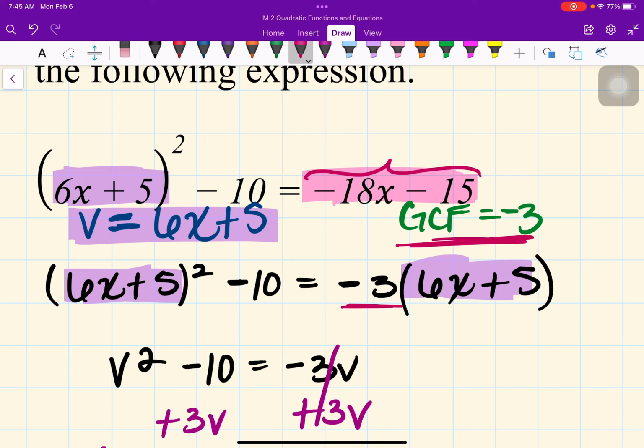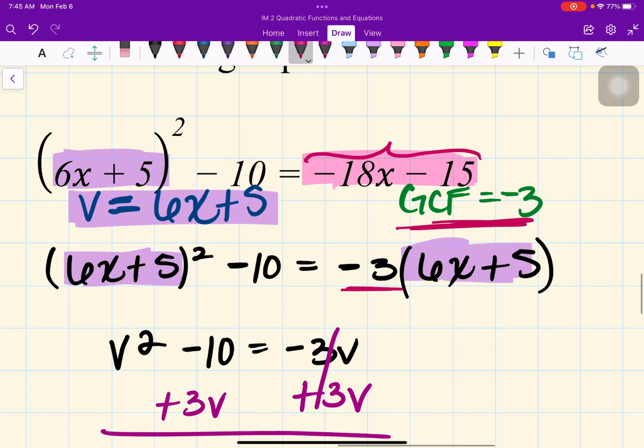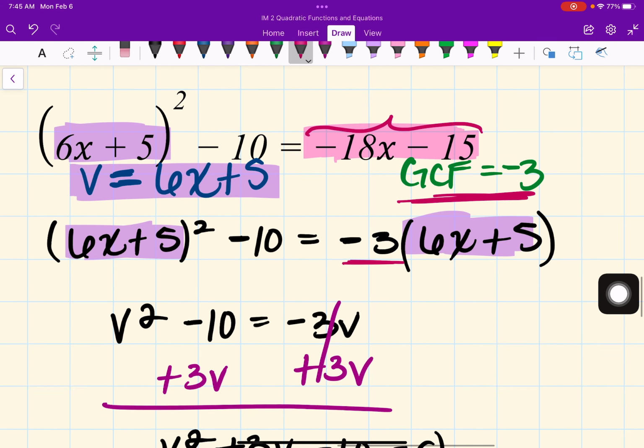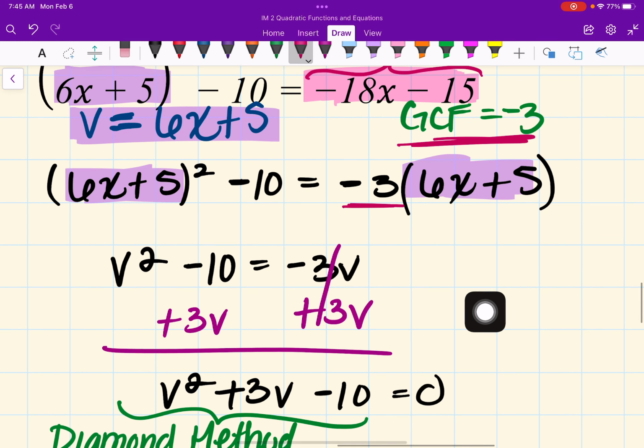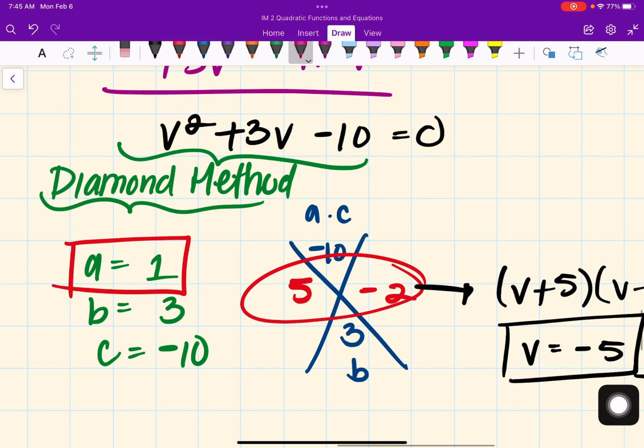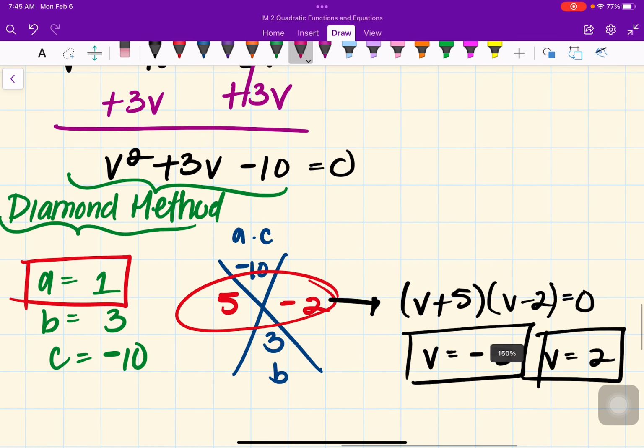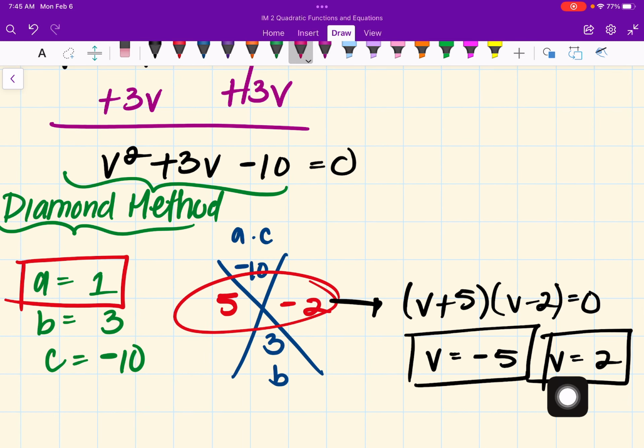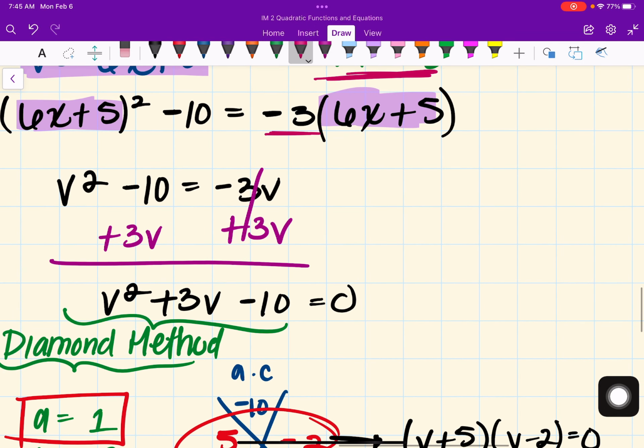So from there, let's do basic substitution. Wherever we see that expression, 6x plus 5, we substitute with the v. From there, we proceed to making the equation equal to 0. And we determine, maybe we could do the diamond method, maybe we could do GCF. On this one, it is the diamond method. So as we work through the diamond method, we are able to find our v values.